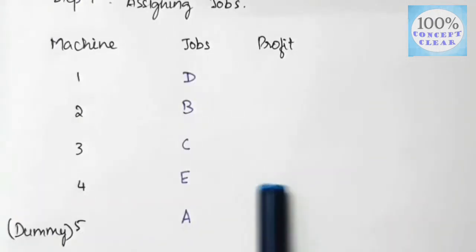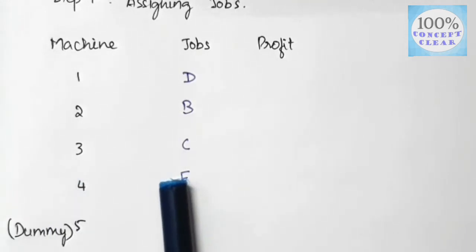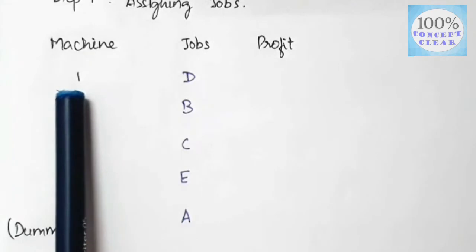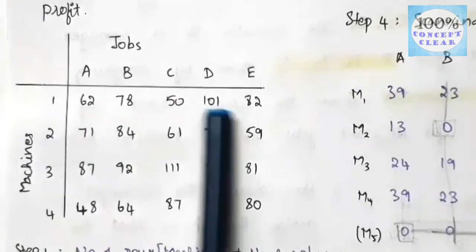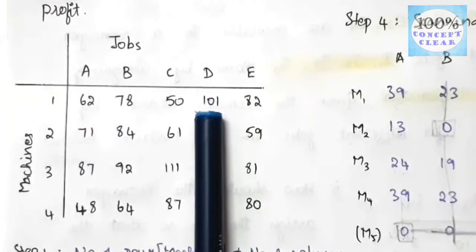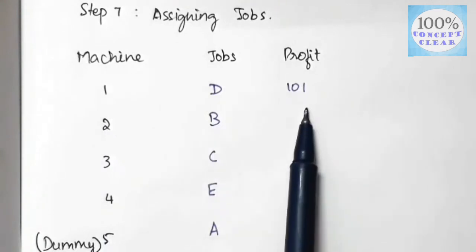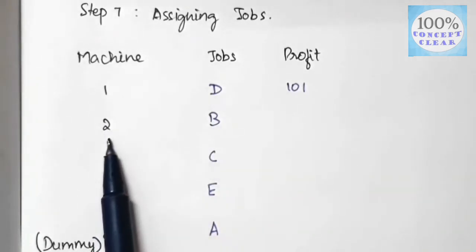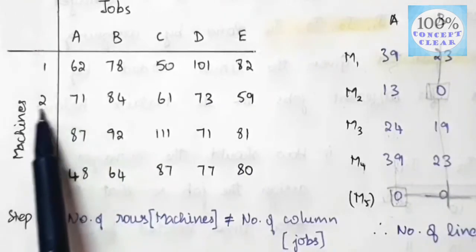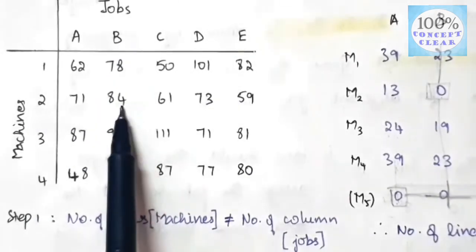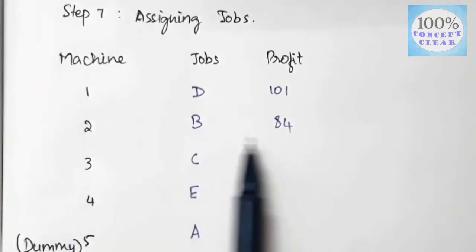Now we have to find the profit by comparing these with the original question. So we should check machine 1 with job D. So see here, machine 1 job D, the profit is 101. Now check what is machine 2 and job B. So machine 2 job B profit is 84.